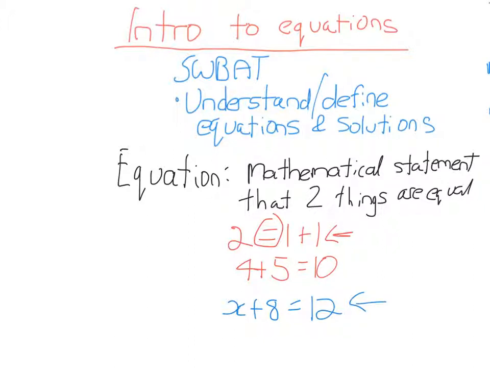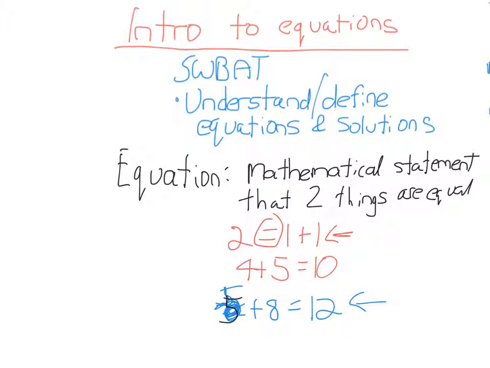So if I change x to 5, or I substitute x for 5, let's see what happens. I can cross out the x. I get 5 plus 8. Sorry about my writing. I'll do that again. I get 5 plus 8 equals 12. Now that is an untrue statement because 5 plus 8 is actually not the same as 12.